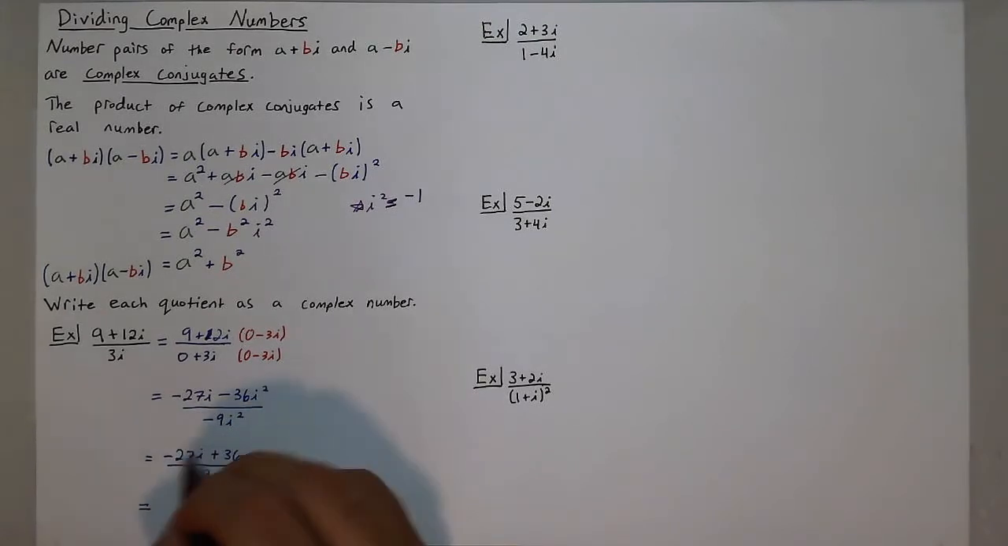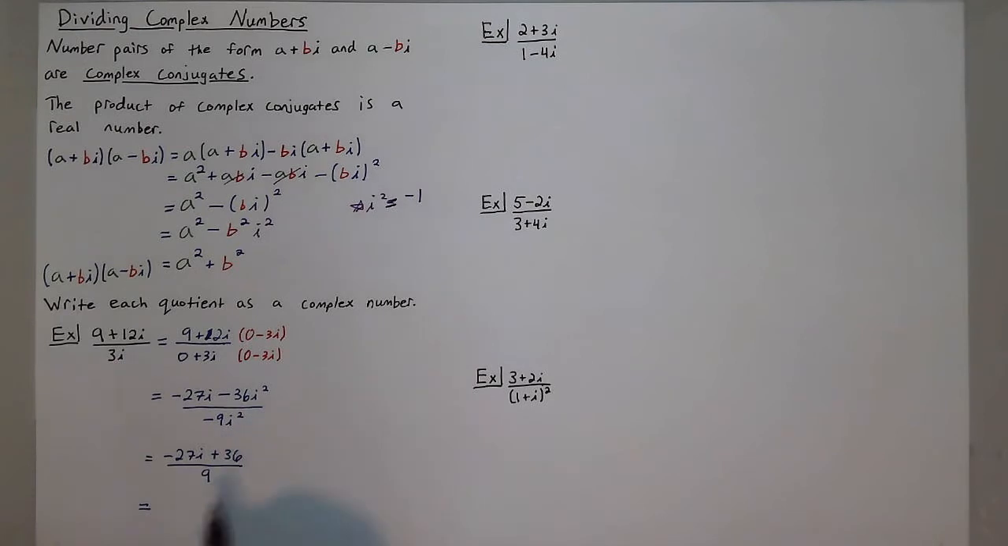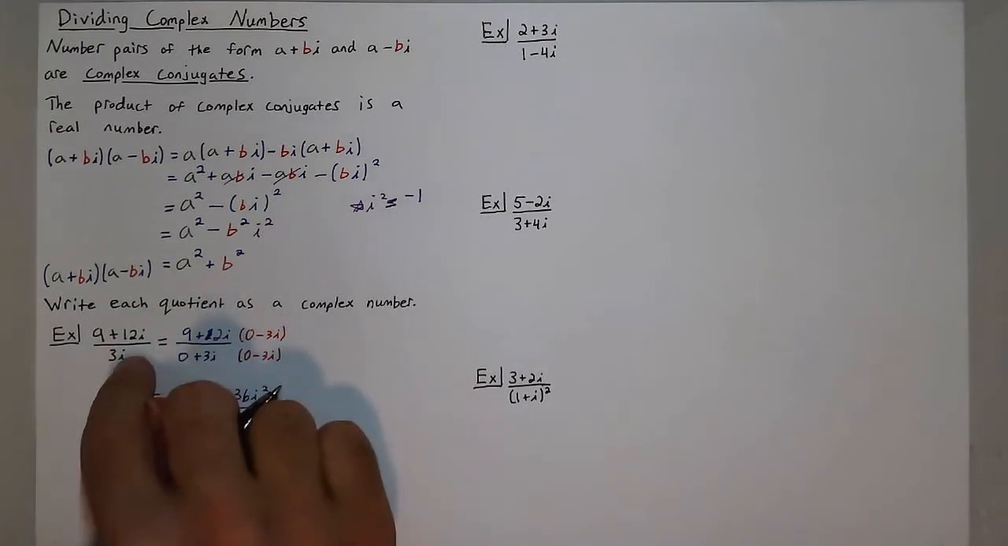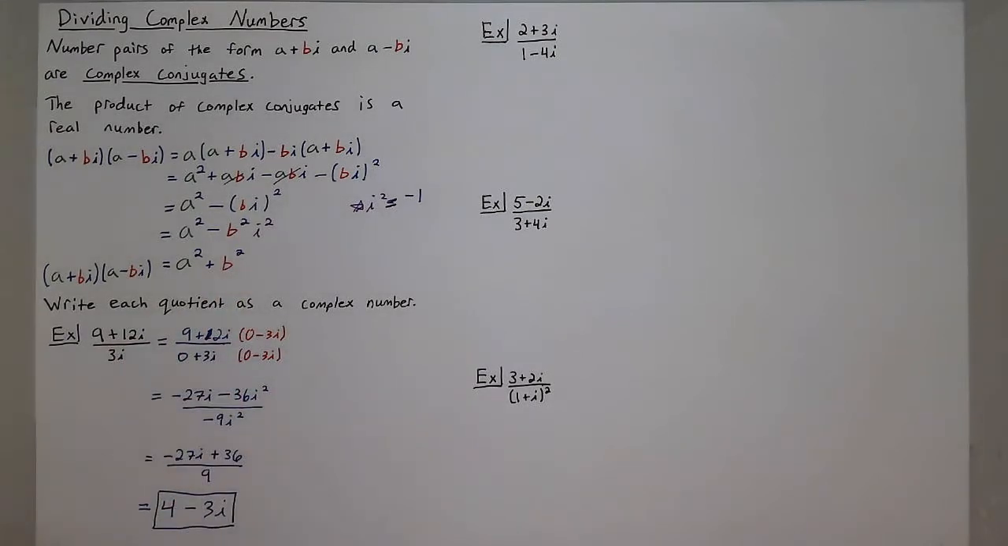And now both of the numerators are just being divided by one real number. So now I'll do my real part first, which is this 36. 36 divided by 9 is 4. And negative 27i divided by 9 is minus 3i. So there is my division of these two complex numbers, which gives me 4 minus 3i.